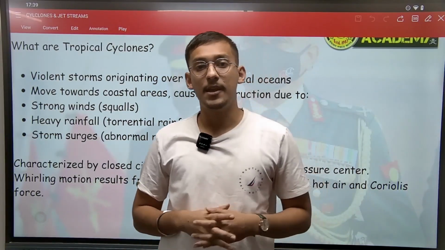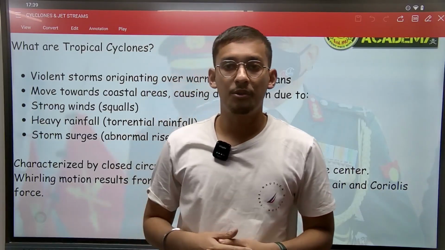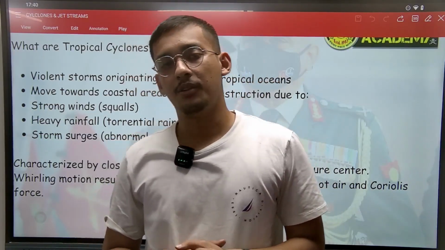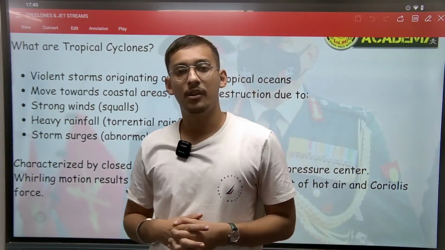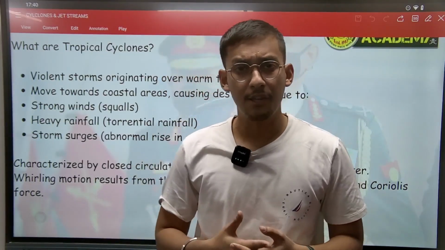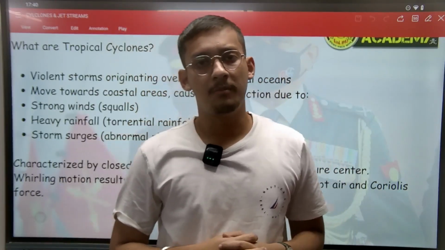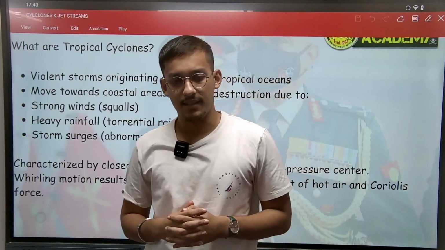Then we get to see their names. For example, where is a cyclone known as typhoon? Where is a cyclone known as Willy Willy? Where is a cyclone known as Baigu? So these questions come often in CDS and NDA exam.